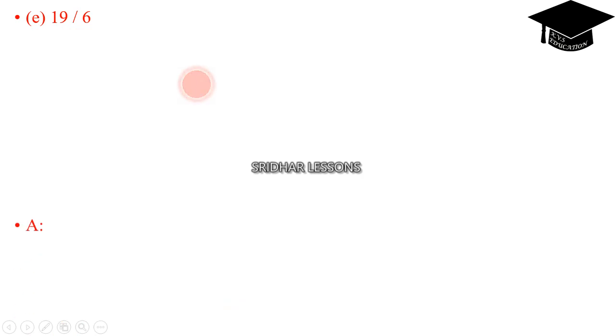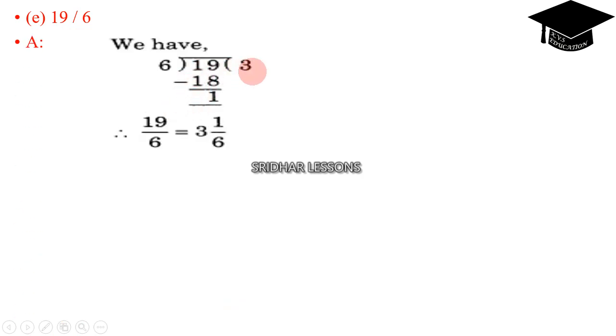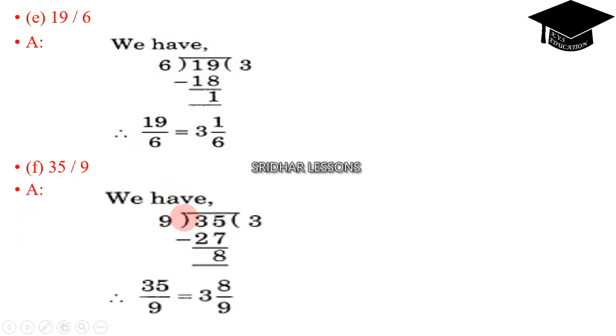19 by 6. If we divide 19 by 6, 6 into 3 is 18. Remainder is 1. 3 1 by 6. Next one is 35 by 9. So we divide 35 by 9. 9 into 3 is 27. 8 is the remainder. So we can rewrite as 3 8 by 9 as the mixed fraction. 35 by 9 is equal to 3 8 by 9.